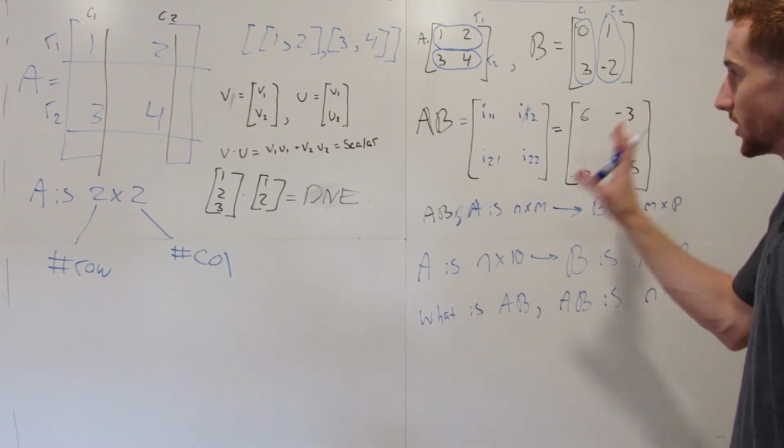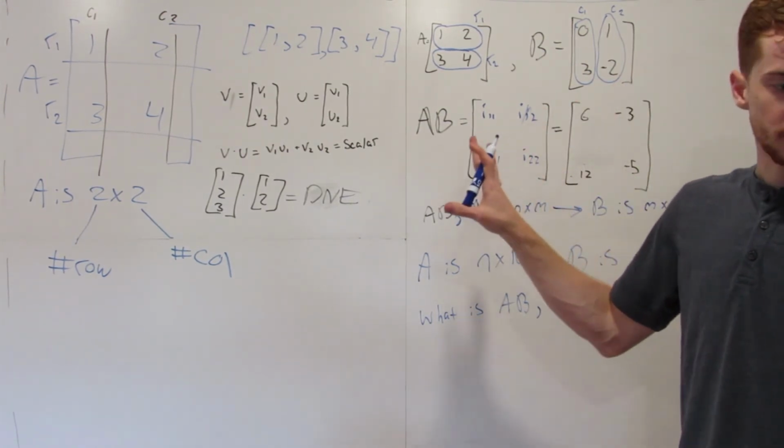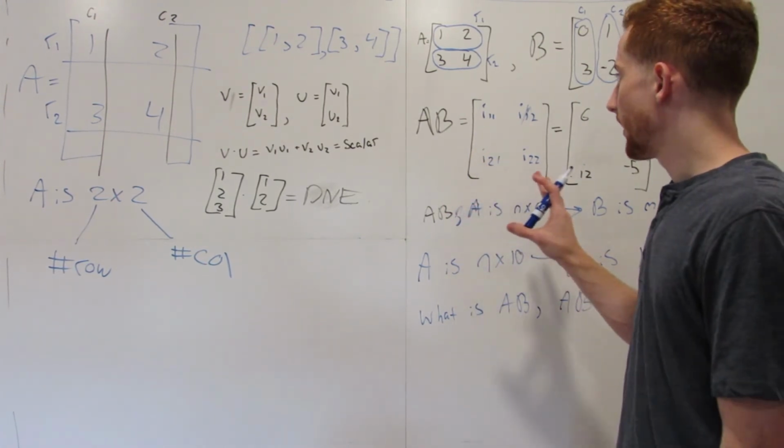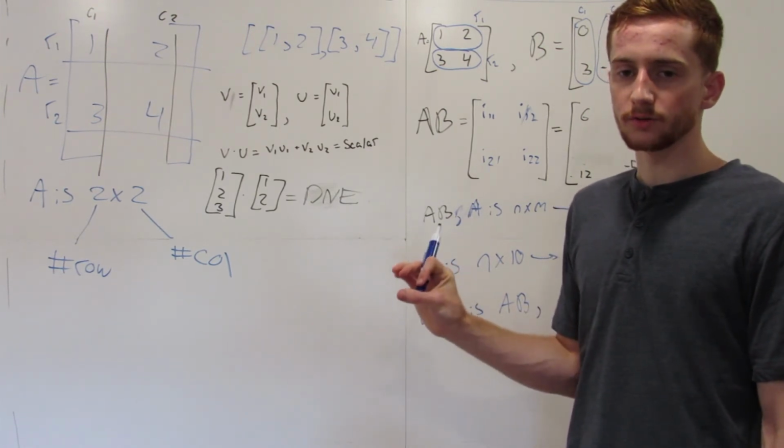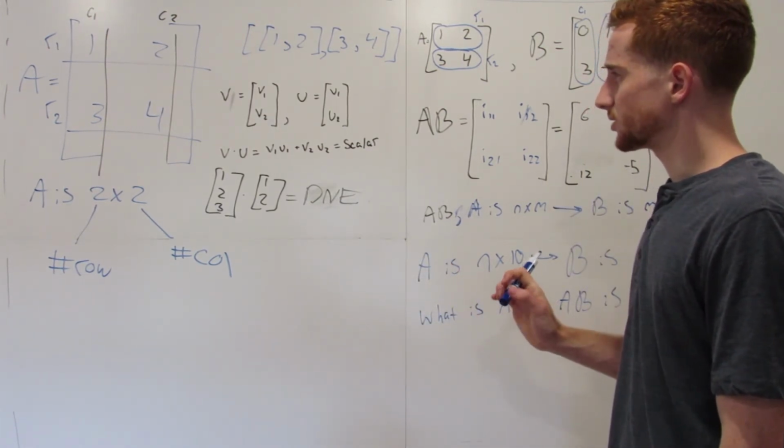So this is matrix multiplication. It's super important, and it's a fundamental operation for machine learning going forward. So did I answer why?